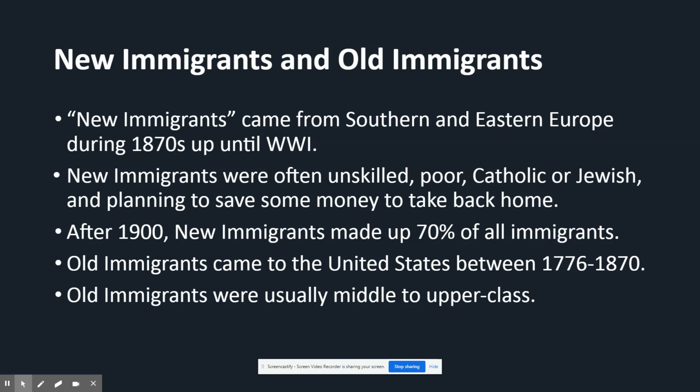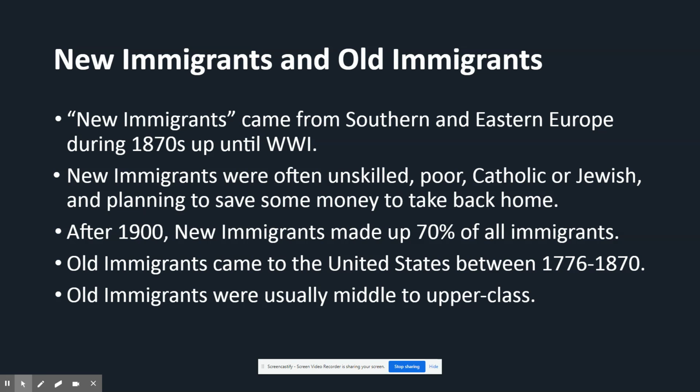New immigrants were often unskilled, poor, Catholic, or Jewish, and planning to save some money to take back home or send back home to help their families. Either come with them to the United States in a chain migration setting, or just to help their families in their old countries. After 1900, new immigrants made up about 70% of all immigrants.